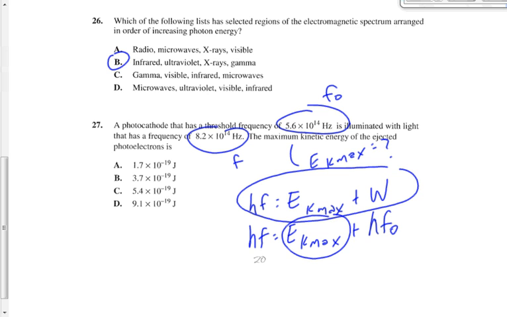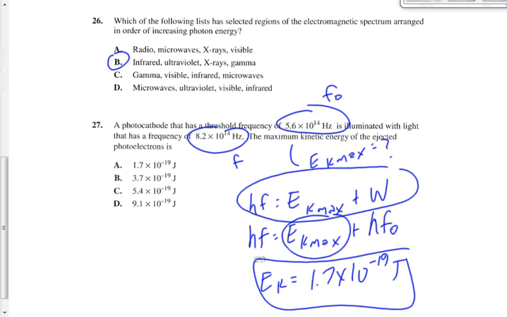Want to find EK? Just rearrange it. Make sure you use the right value of Planck's constant. When you do that, it works out to be 1.7 times 10 to the minus 19. A. Yeah, go ahead.